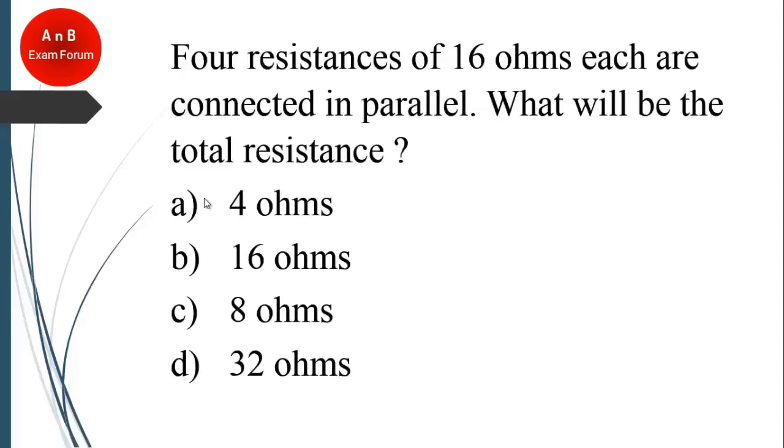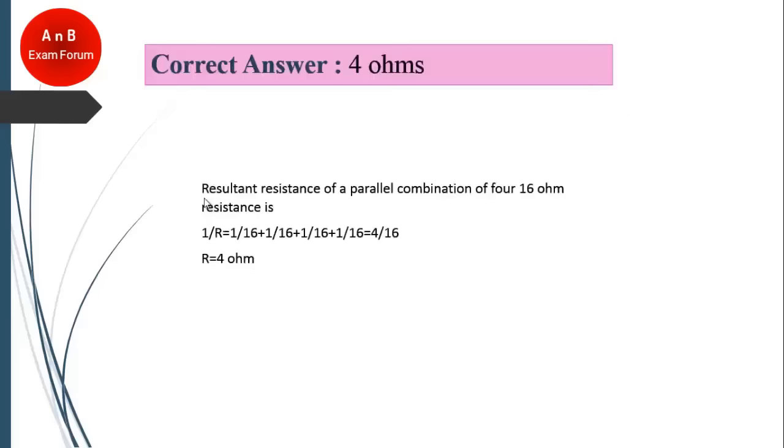Coming to the next question, 4 resistances of 16 ohm are connected in parallel, what will be the total resistance? These are the 4 options. You have to solve it, students. Let us see the solution part. The correct answer is 4 ohm. For the resultant resistance of a parallel combination, 1 by R equals 1 by 16 plus 1 by 16 plus 1 by 16 plus 1 by 16, which comes to 4 by 16, and ultimately the resistance is 4 ohm, right?